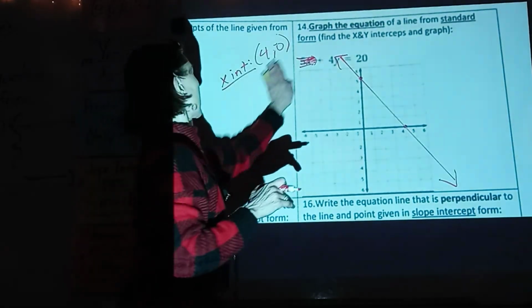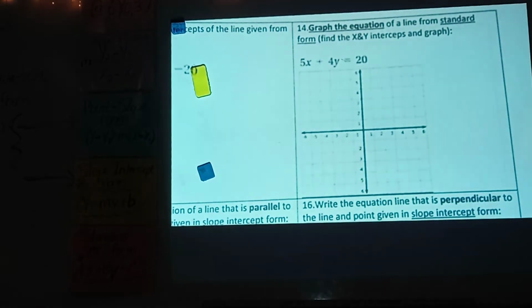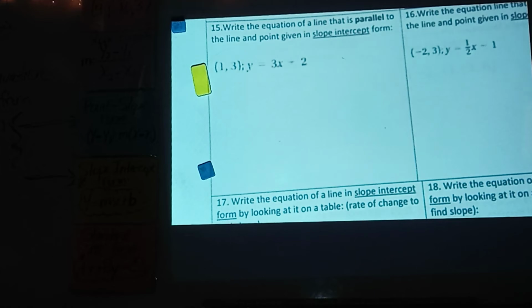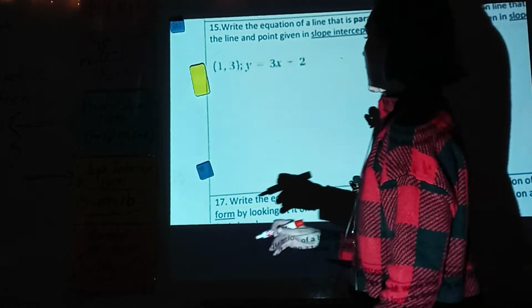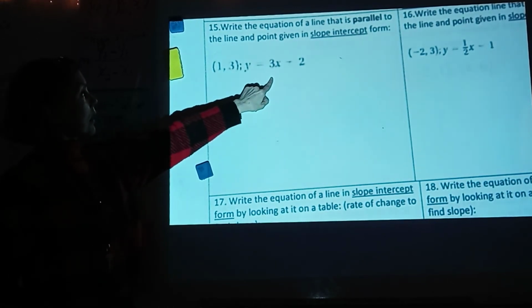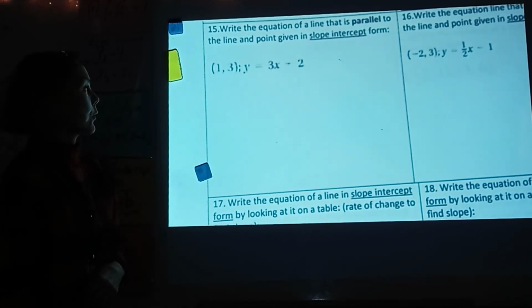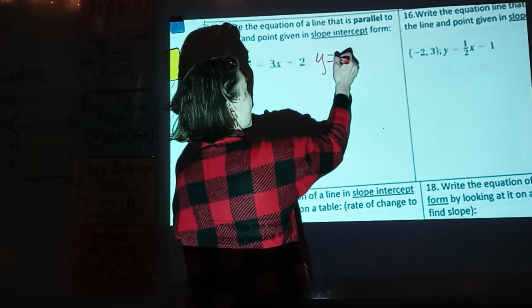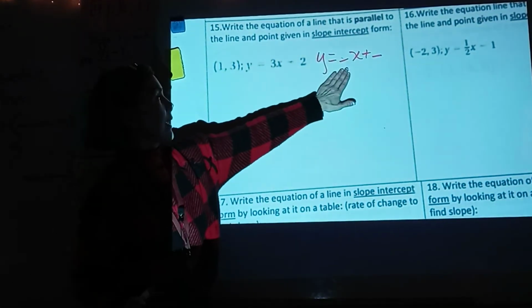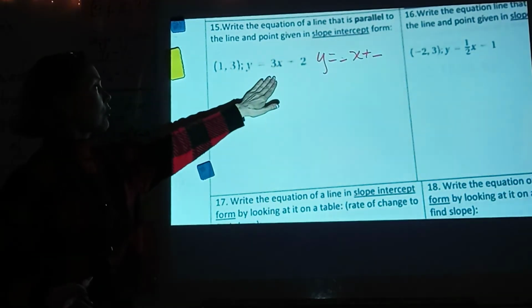Here we go, 15. Oh, good one. Write the equation of a line that is parallel to the line and point given in slope-intercept form. So let's write y equals blank x plus blank. We have to write the equation of a line in slope-intercept form that is parallel to this one.